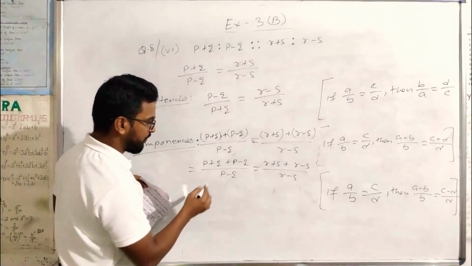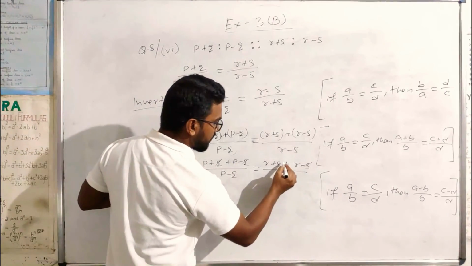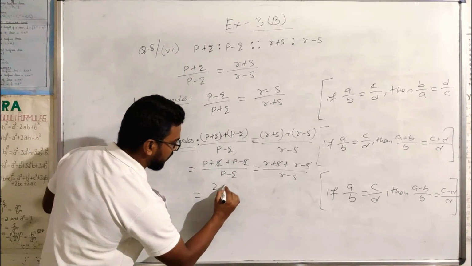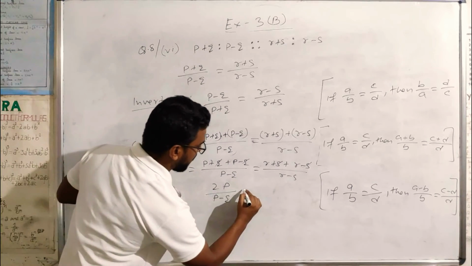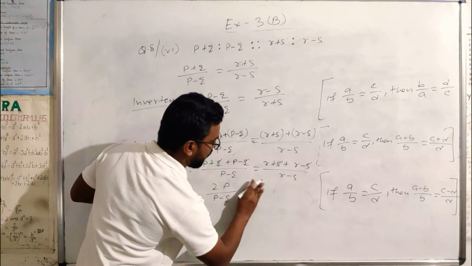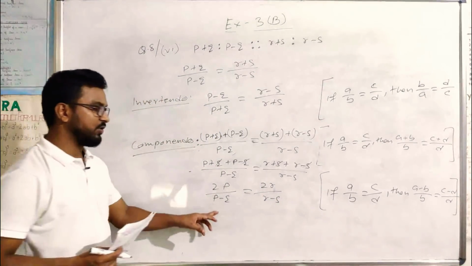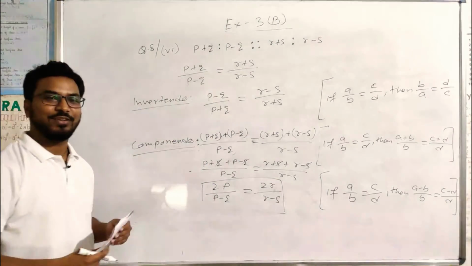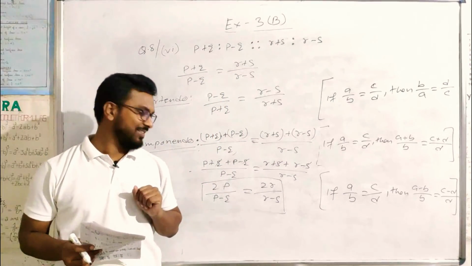So what do we get? Q will be cancelled. Here S and S will get cancelled. So what will we get? P plus P, 2P by P minus Q is proportional to 2R by R minus S. This will be our answer. Okay, this will be the componendo of this proportion.